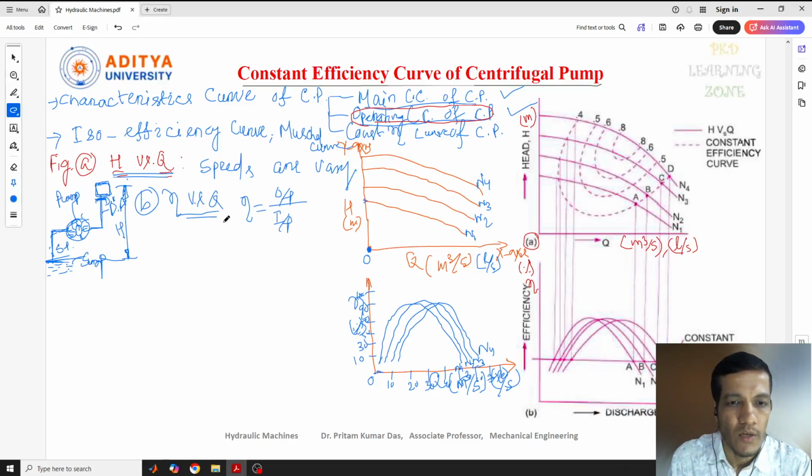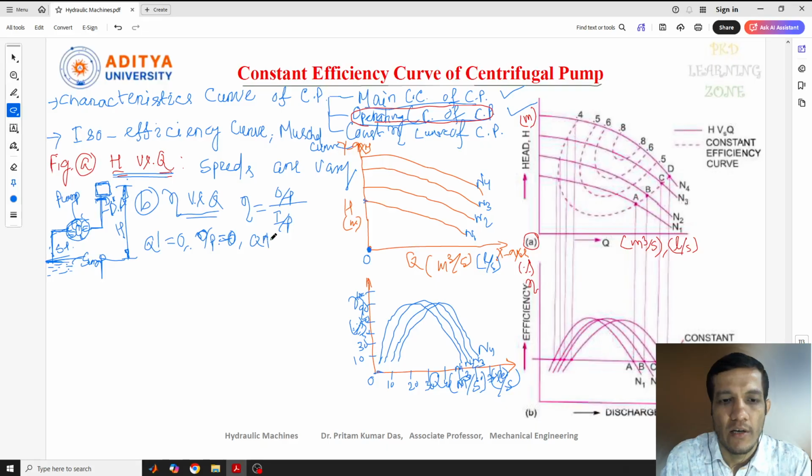Okay, so we have seen previously that if your discharge is 0, then we can write our output power also 0. If there is no discharge, there is no output power generated. But as discharge increases, our output power also increases, but it will not be the same for the input power.